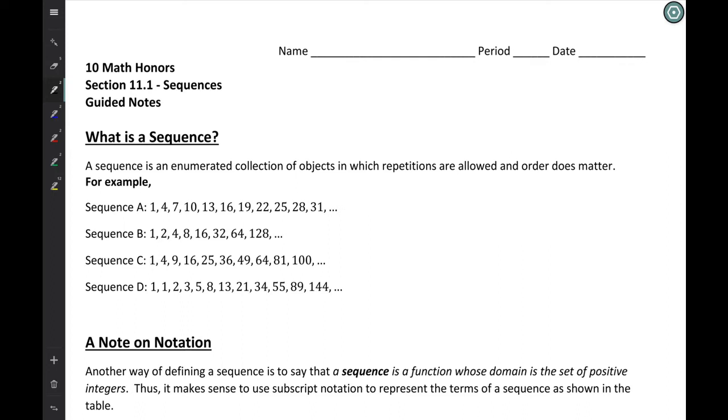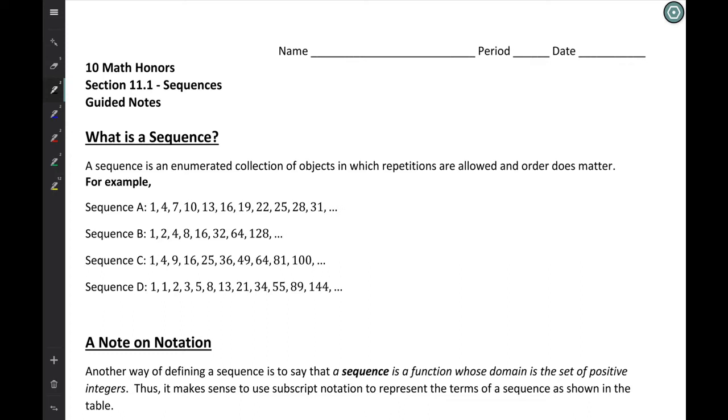A sequence is an enumerated collection of objects in which repetitions are allowed and order does matter. So essentially, it's just a list of numbers that have a pattern that you can calculate and find. Nothing really special. So I got 4 examples here.